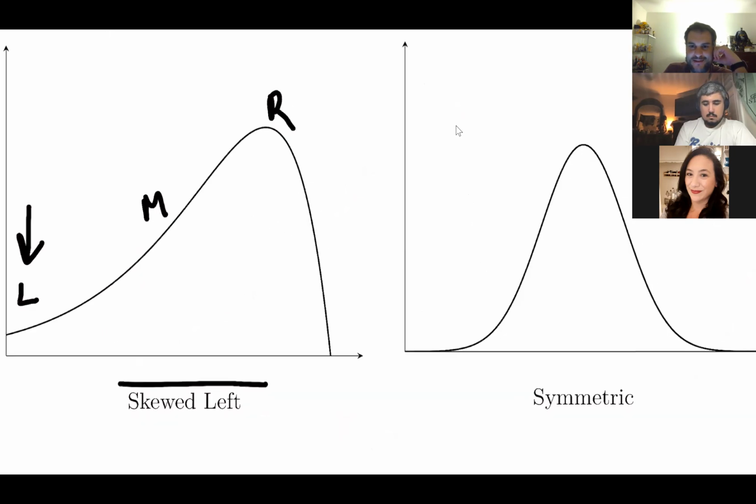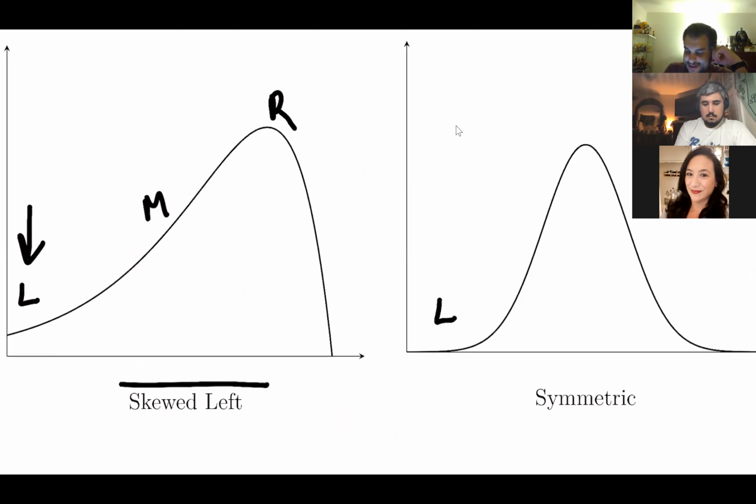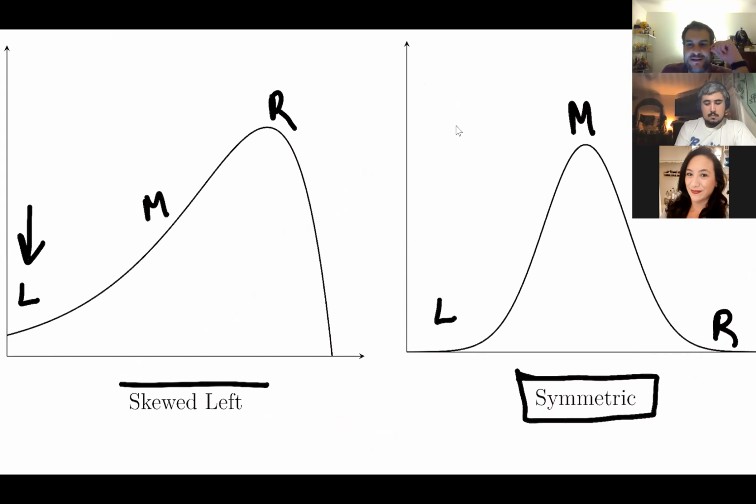Let's go on to this next one. Here goes the left side, here goes the right side, and here goes the middle. In this case, where do we see most of the data set? The left side, the middle, or the right side? Cool, the middle. So when your data set is mostly in the middle, you call that symmetric.